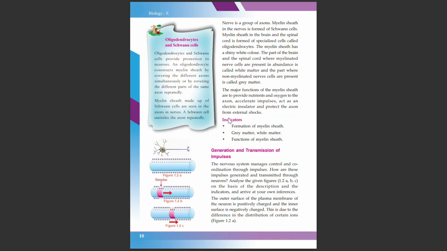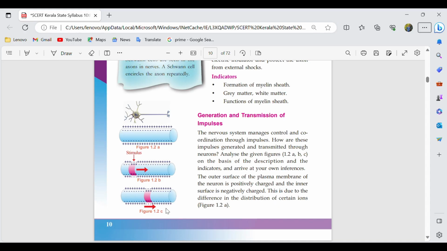Okay, let's start the generation and transmission of impulses. The nervous system manages control and coordination through impulses. How are these impulses generated and transmitted through neurons? You might be curious, right? How are the impulses generated and then transmitted along the neurons? So let's see.